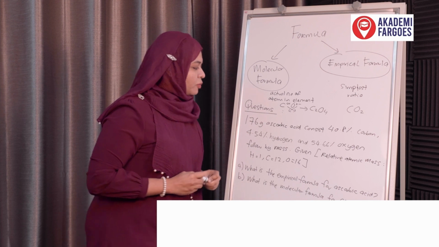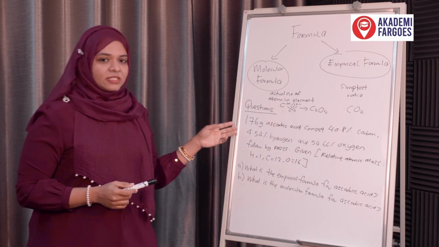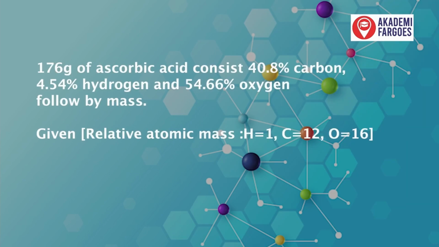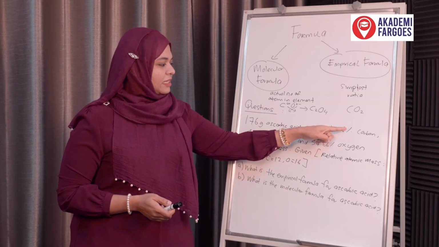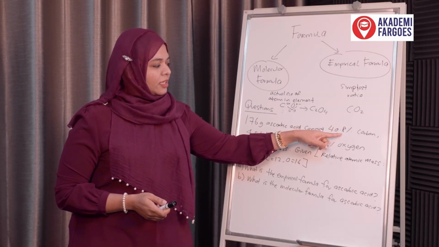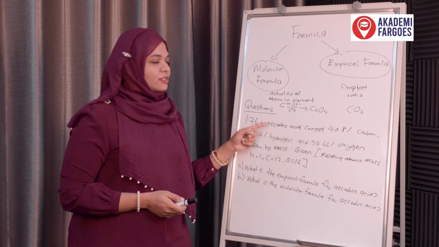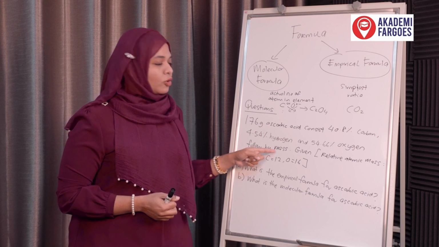Alright. Now we going to question. 176 gram of ascorbic acid consists 40.8% carbon, 5.4% hydrogen and 54.66% oxygen, followed by mass. What is the meaning of follow by mass? Means you can cut off the percentage. That means 40.8% is 40.8 gram of carbon inside the ascorbic acid. That is called follow by mass.